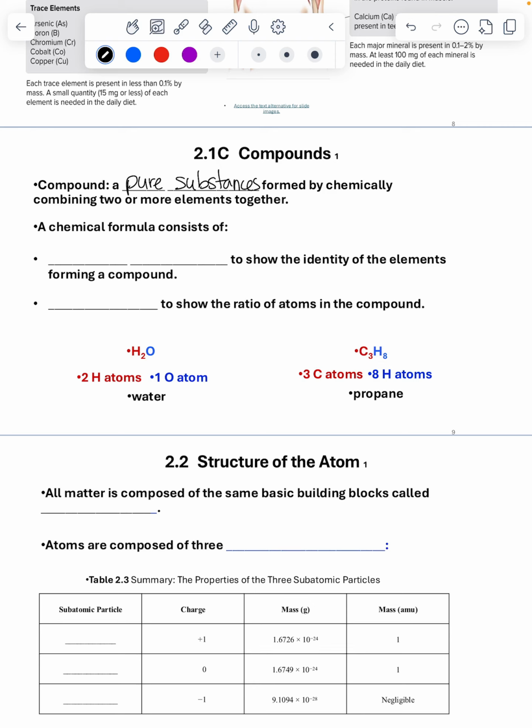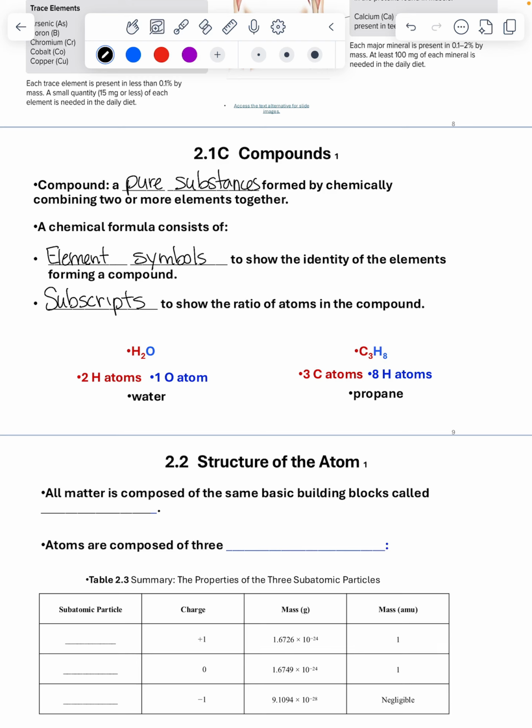And so when we have a compound, we show that by writing something called a chemical formula. So a chemical formula consists of the element symbols. So in the formula, we show the different symbols to see what elements are involved. And they also contain subscripts. And so subscripts show the ratio of atoms in the compound.